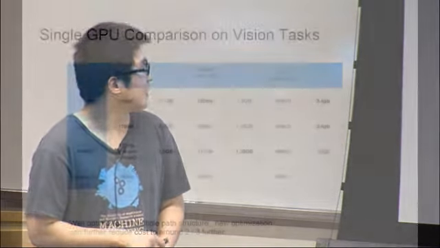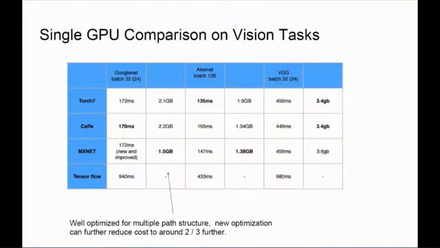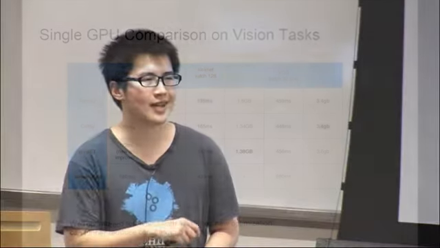So this is a comparison of single GPU vision task. I think a major takeaway of this slide is that we also support mixed style of imperative programming and declarative programming. We are as efficient as all the major systems because we share all the same kernels. And mxnet is really well optimized for those inception style or residual net style architectures that have multiple paths, which gives us much more memory saving than the existing frameworks. And we have a new optimization that's able to further optimize another factor of 2/3 using the graph rewriting techniques.